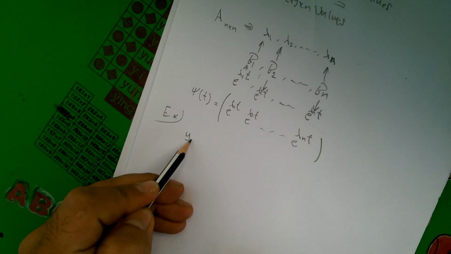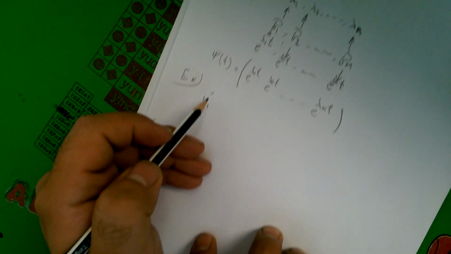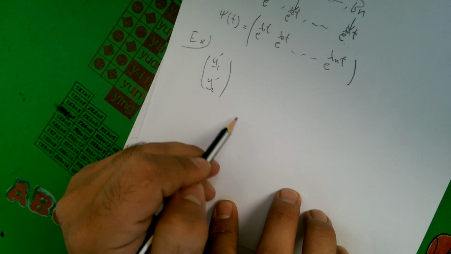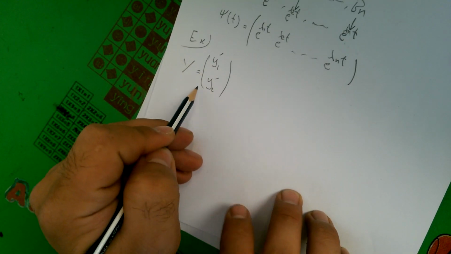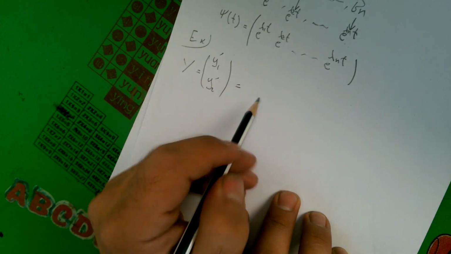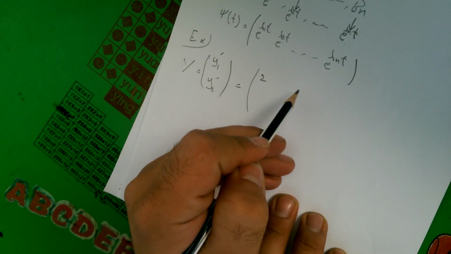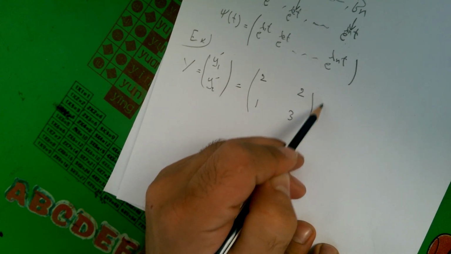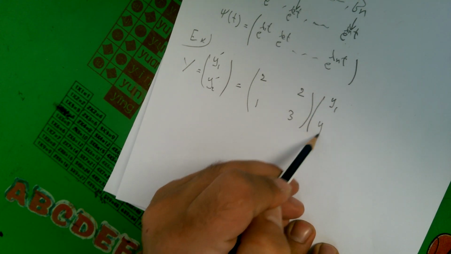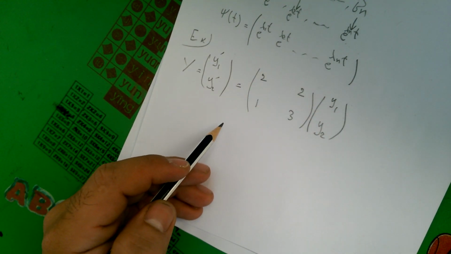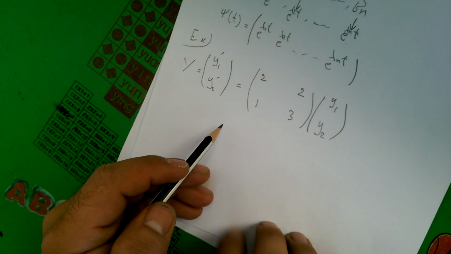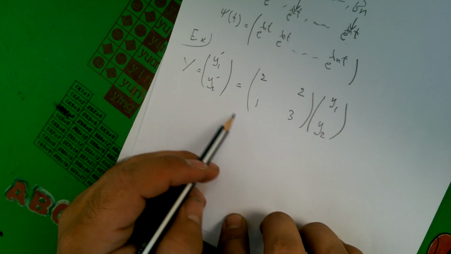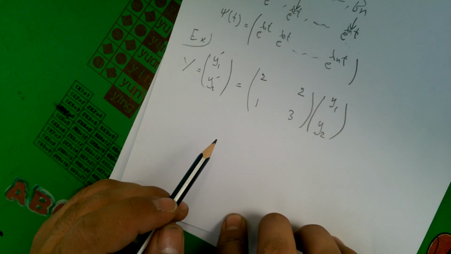Let's take a 2 by 2 system. Say y1 dash, y2 dash, equal to y as a vector, is equal to the matrix 2, 1, 3 times y1, y2. It is a 2 by 2 system. We have to find the eigenvalues and then eigenvectors, and multiply the eigenvectors by e to the power of the corresponding eigenvalue t.